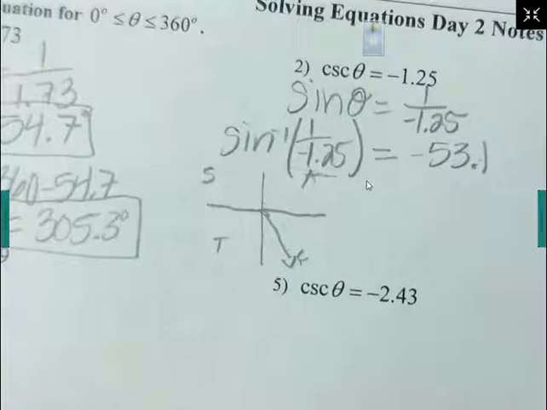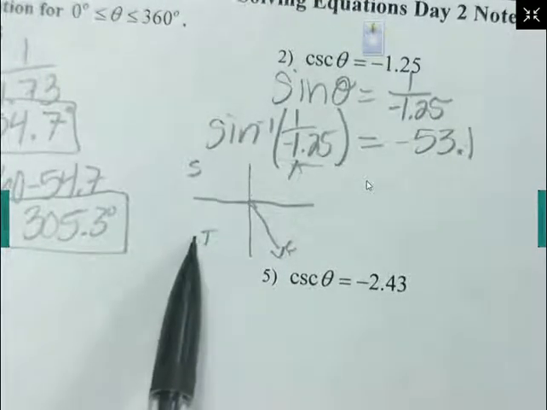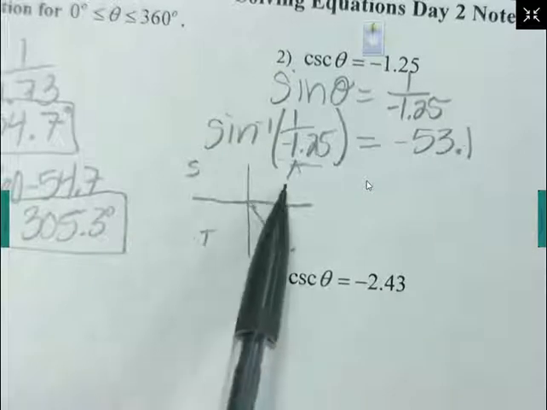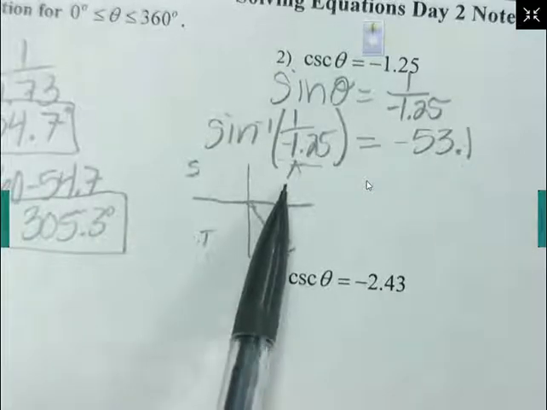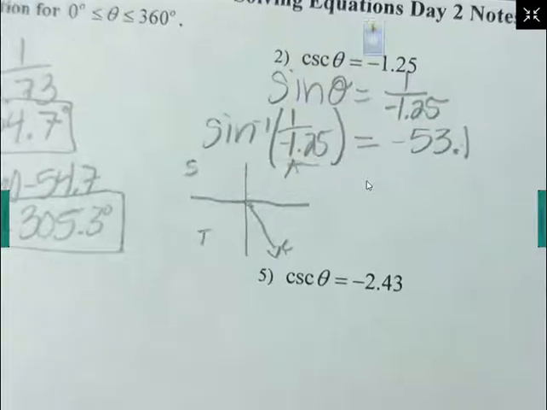All right, I'm glad you know. If only tangent is positive, that means the sine and cosine are negative. Do you understand? If this is all, then sine's positive too. This says sine is positive, and we want sine to be negative.